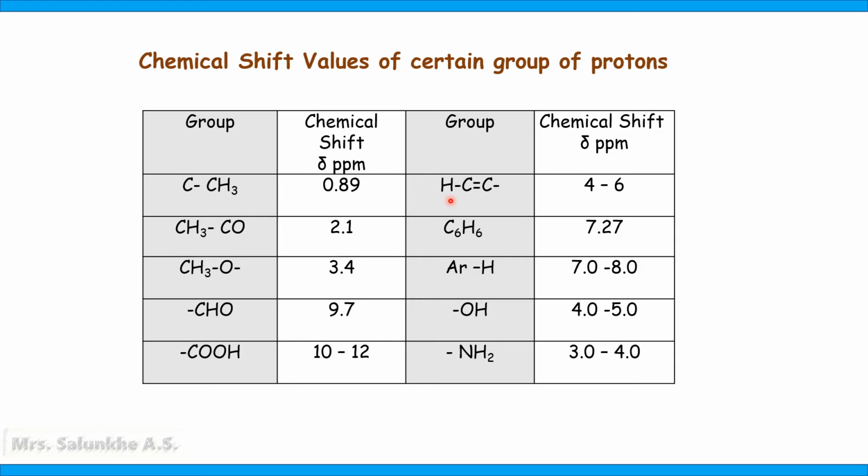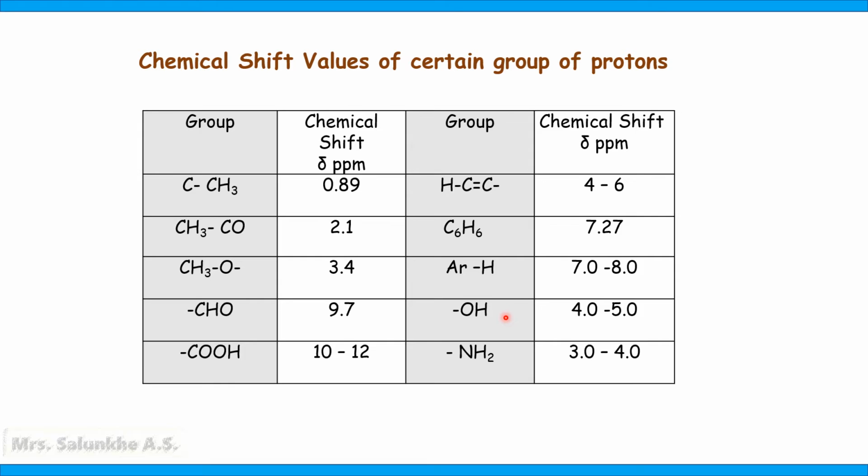If a hydrogen or proton is present on an sp2 hybridized carbon atom, then its chemical shift range is 4 to 6 delta ppm. In case of aromatic compounds, the chemical shift value is 7 to 8 delta ppm. In case of benzene, its value is 7.27.